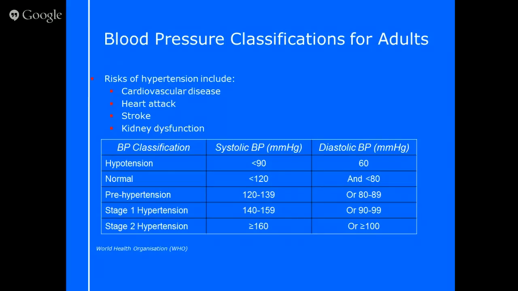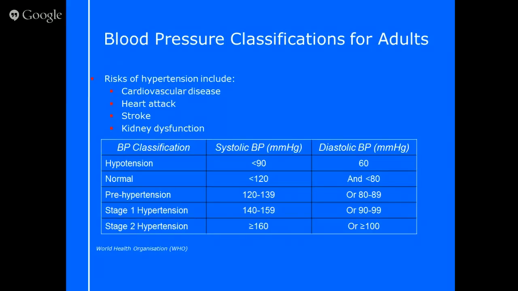Now it's really key to understand these different brackets because you need to know what they mean when you're testing your clients. For example, you need to know what's classed as high blood pressure or what's classed as particular stages of blood pressure as well.